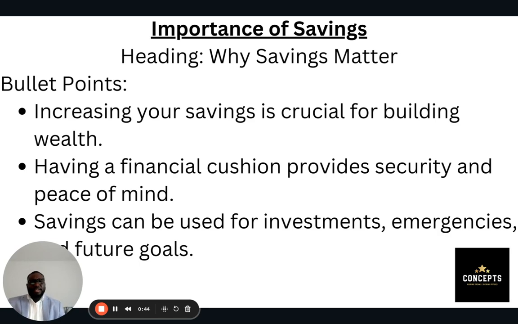And so savings matters. It's a really big deal, guys. Increasing your savings is crucial for building wealth. Having a financial cushion provides security and peace of mind. We don't want to stress over money. And savings can be used for investments, emergencies, and your future goals.